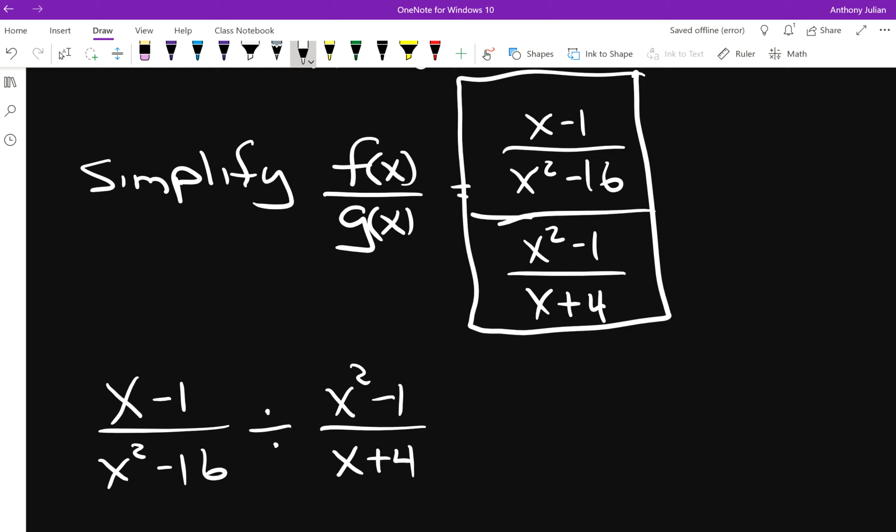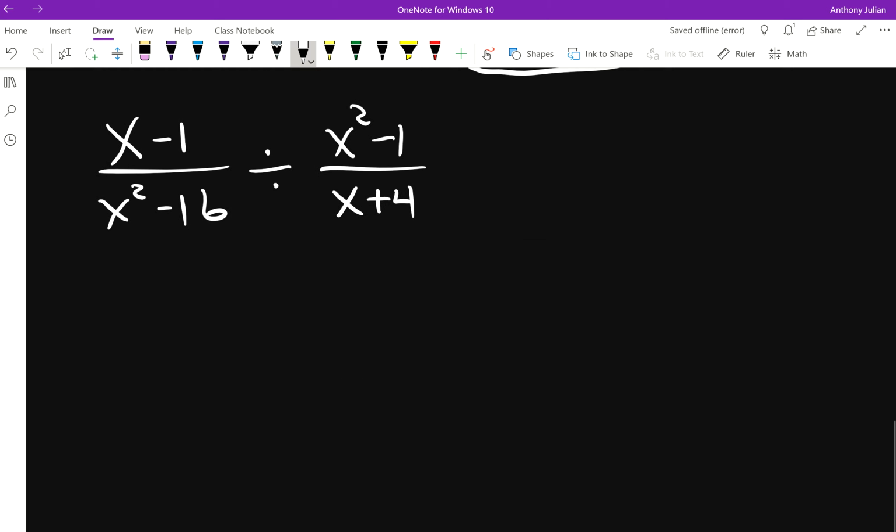Okay, and now how about we do our keep, change, flip. Let's scroll this up. Keep the first fraction. Change the sign from division to multiplication, and flip the second fraction.